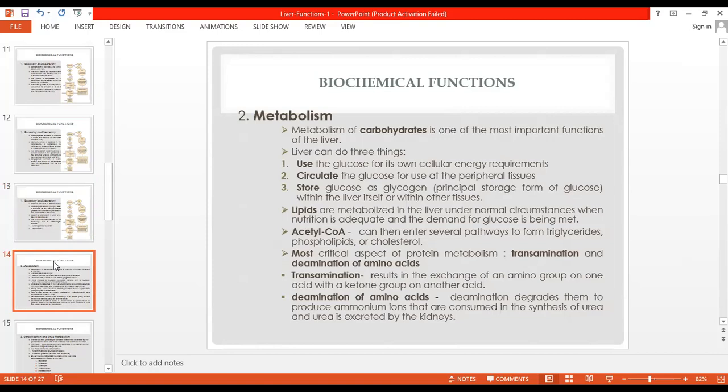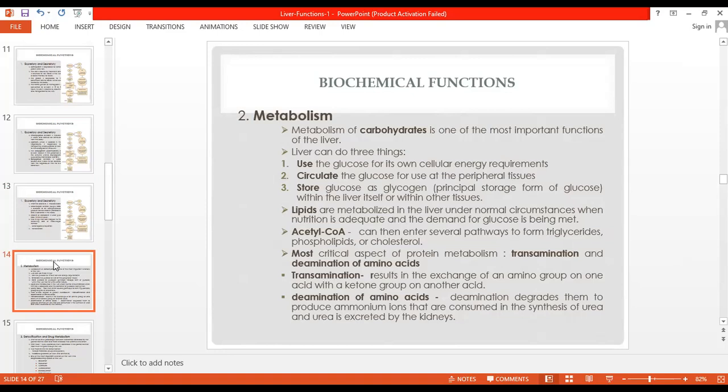So now we have the second, the metabolism. The liver has extensive metabolic capacity. It is responsible for metabolizing many biological compounds, including carbohydrates, lipids, and proteins. The metabolism of carbohydrates is one of the most important functions of the liver.